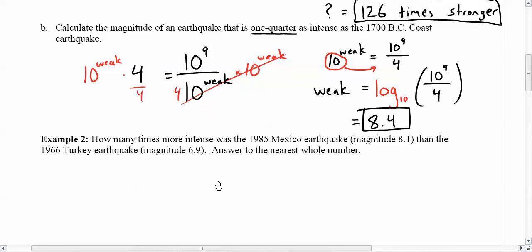Okay, you try example 2. How many times more intense was the 1985 Mexico earthquake with a magnitude of 8.1 compared to the 1966 Turkey earthquake of 6.9?